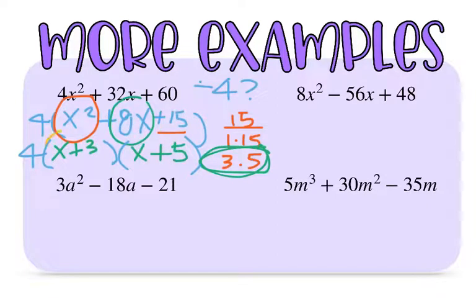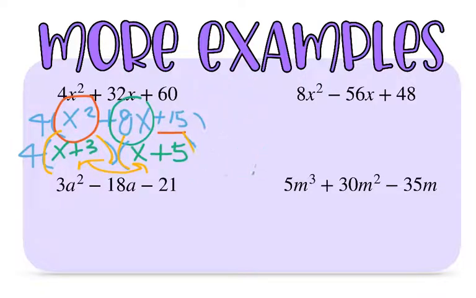And remember that it doesn't matter if you write these in flip-flop order. Like I could have said x plus 5 first and then x plus 3 second, and that's still the exact same thing. And we're done. So taking out that GCF first makes the rest of the problem really easy, and it just goes to exactly what we did last week. All right, let's do number 2.